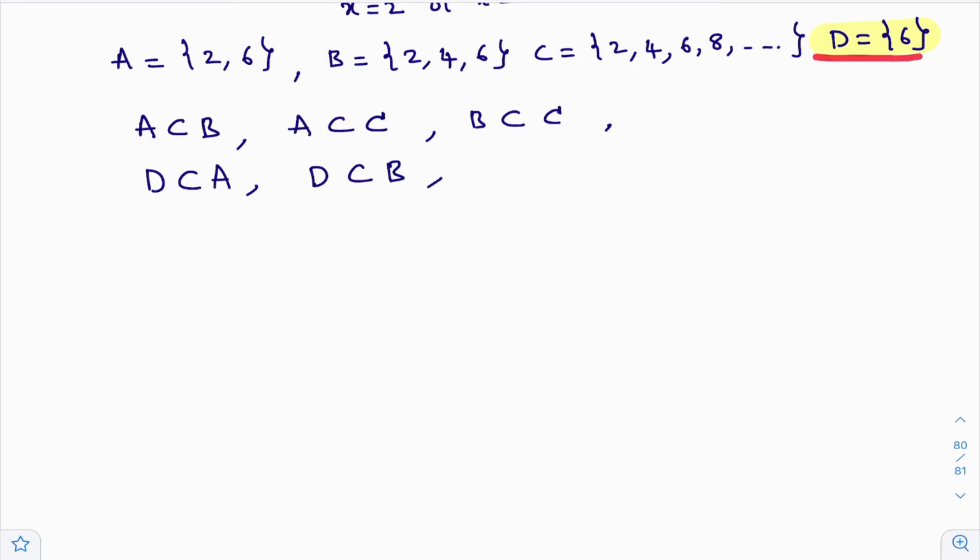Now, is D a subset of C? All the elements present in D are present in C. Yes, 6 is present in D, and 6 is present in C. So here D is a subset of C.